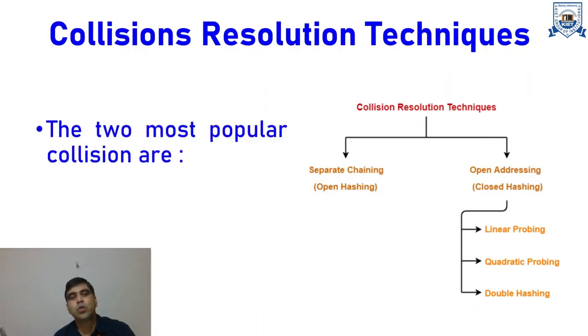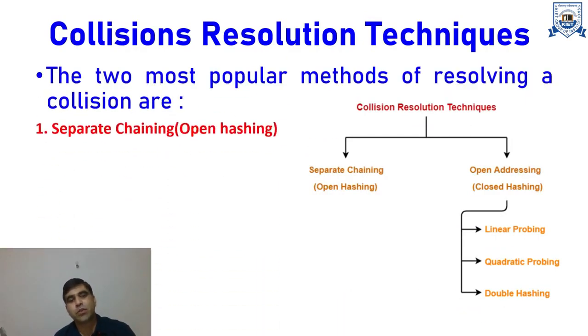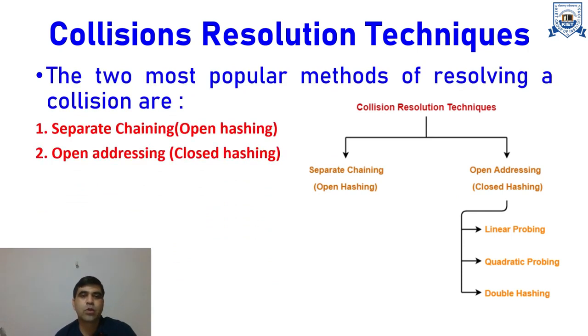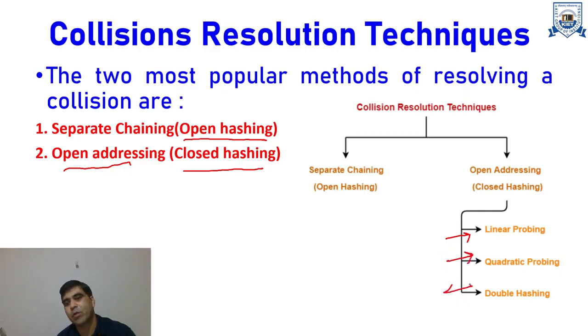There are two popular methods for resolving a collision. One is separate chaining, also called open hashing, and another one is open addressing, which is also called closed hashing. In closed hashing, we have three methods: linear probing, quadratic probing, and double hashing. All these methods have their advantages and disadvantages. Some are better in some cases, others do well in other cases. We'll see them one by one and understand how they actually resolve the collision.